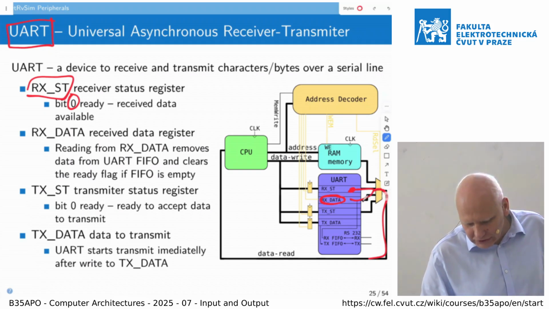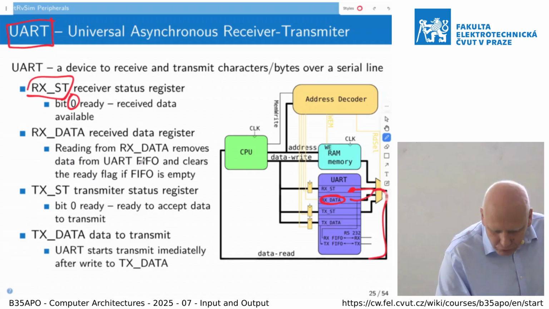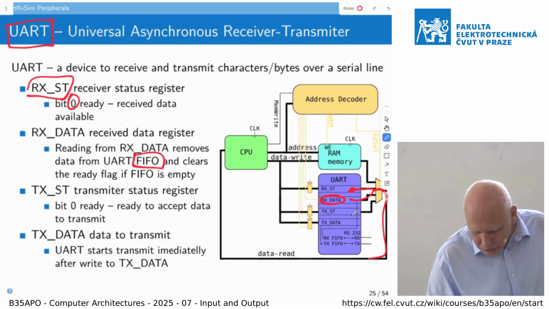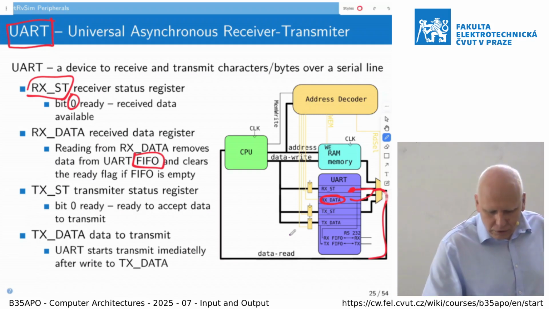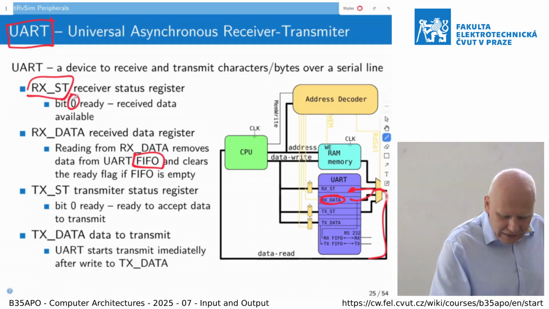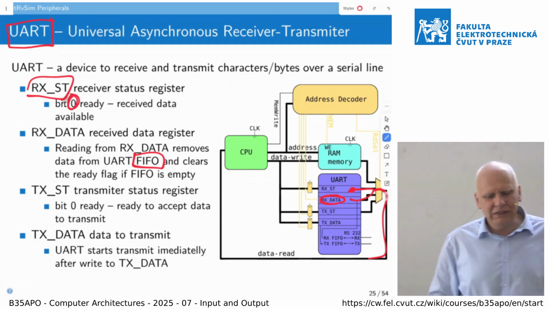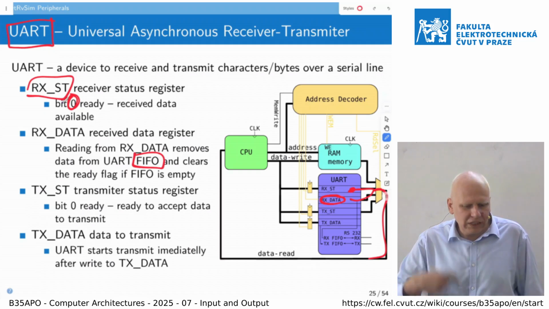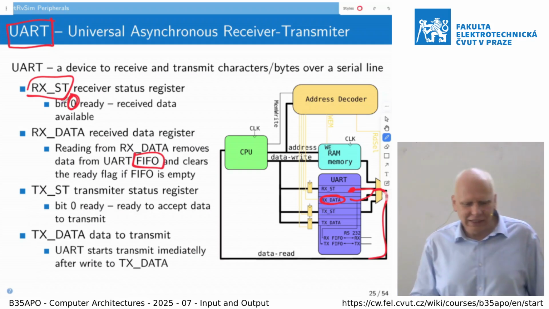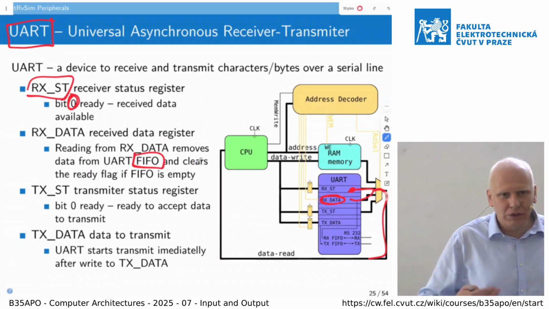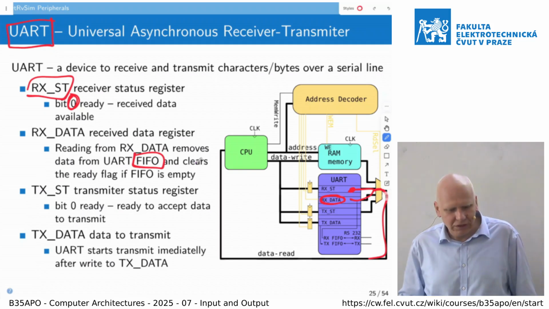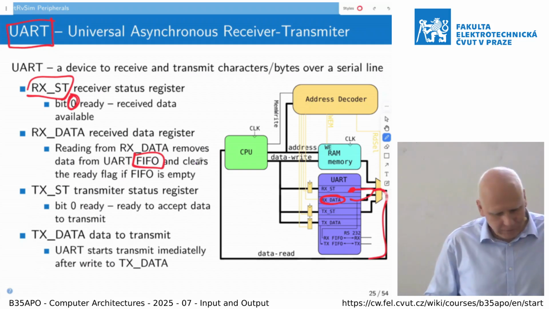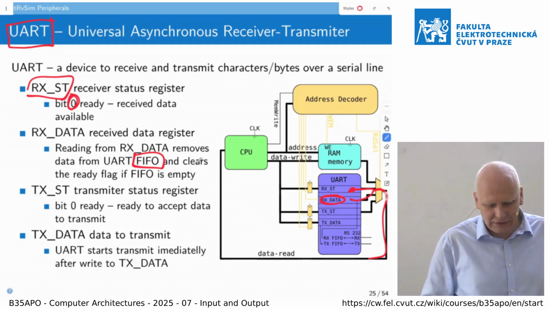And the mechanism works in such a way that at the moment when you read the value from the register, it is removed from the first-in, first-out queue, which is on the input to the peripheral. And if the queue becomes empty, it automatically clears the bit that data are ready. You can use that polling mechanism to access this peripheral and to read data which are written to the input field of the peripherals in the simulator. So it is a classical solution.